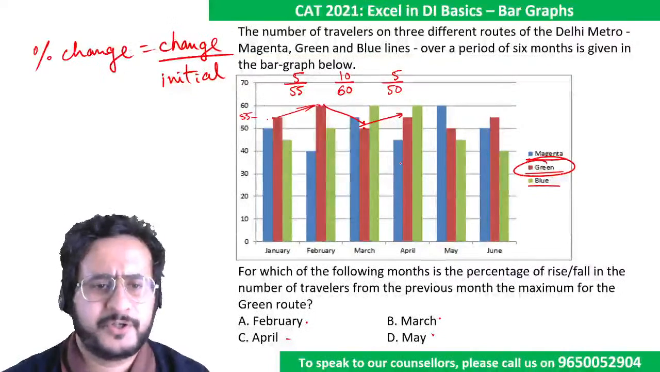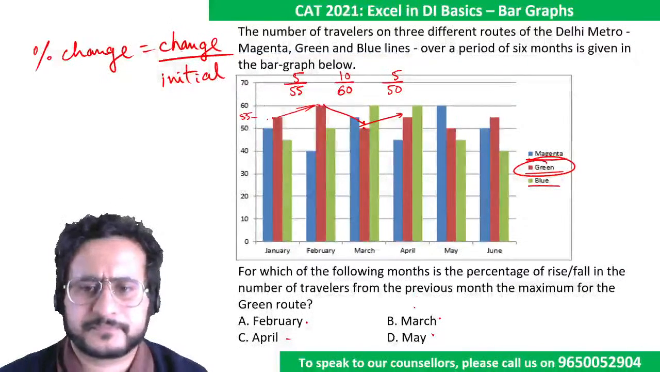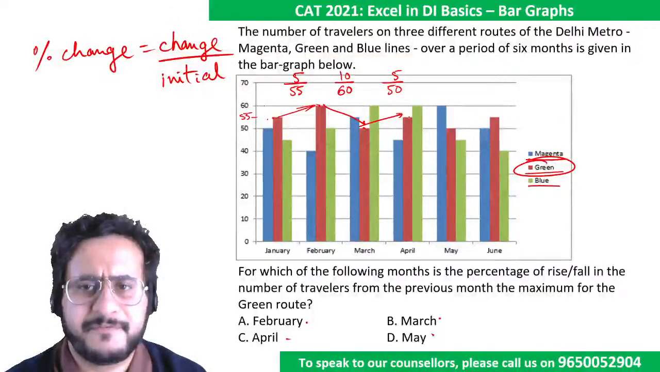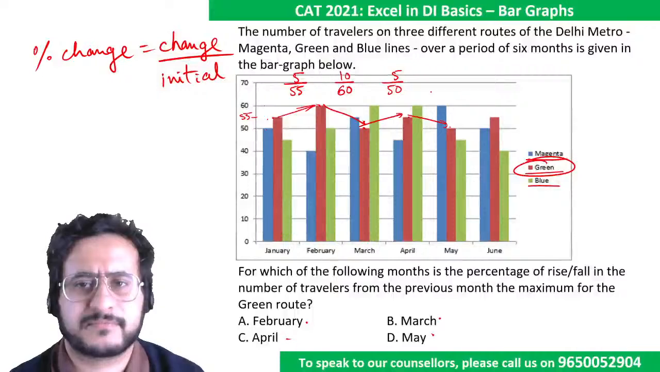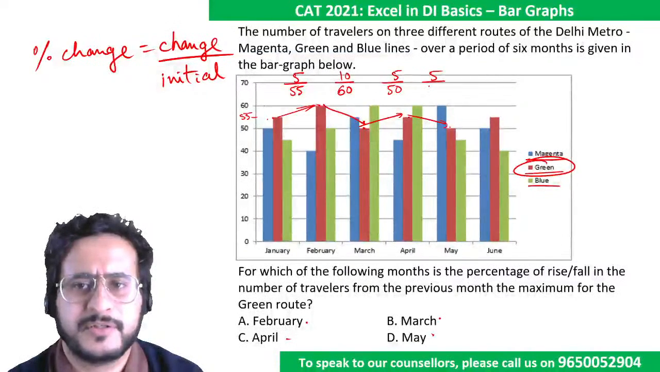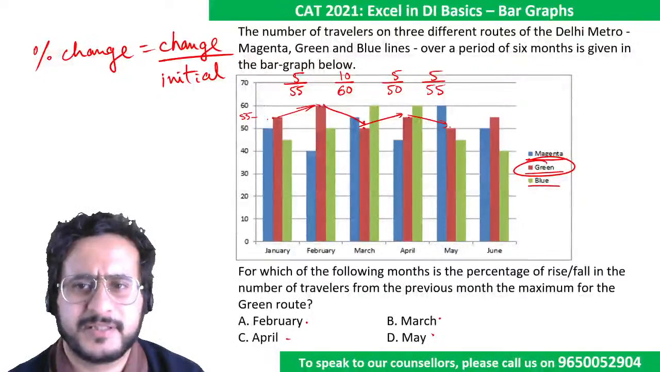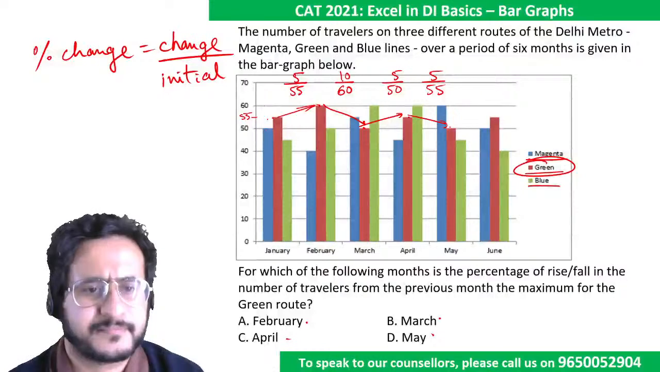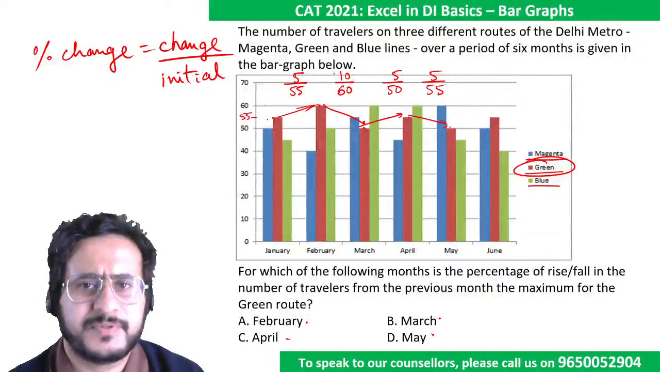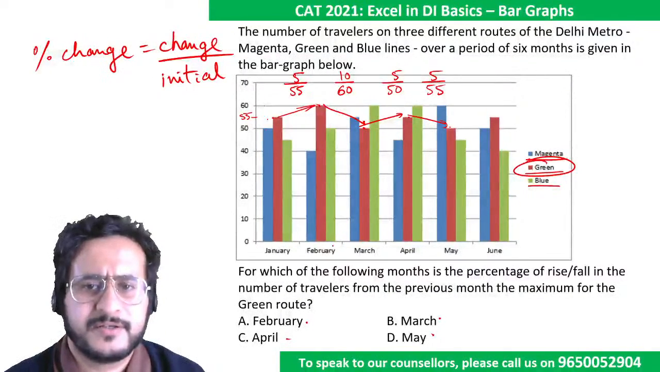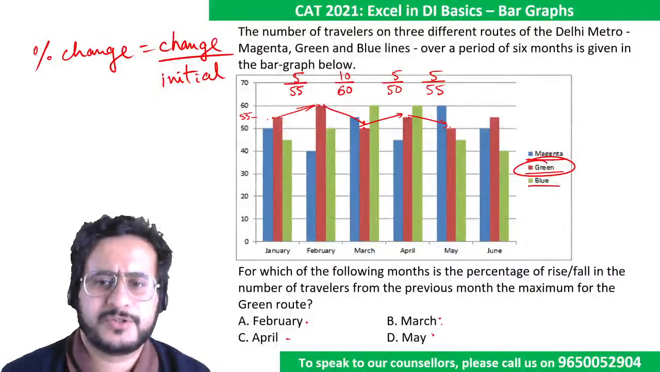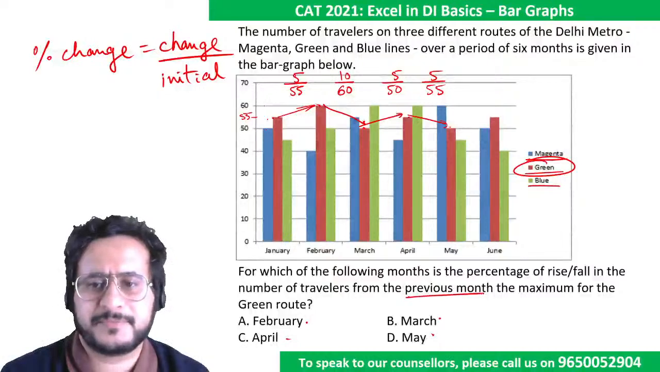Now if we talk about May, that is 55 to again 50. So 5 upon 55. So obviously the highest change is in this month, right? The highest change is this, isn't it? So 10 by 60 is definitely the highest among these values. So this is from Feb to March. Okay, so you have to compare with respect to the previous month.